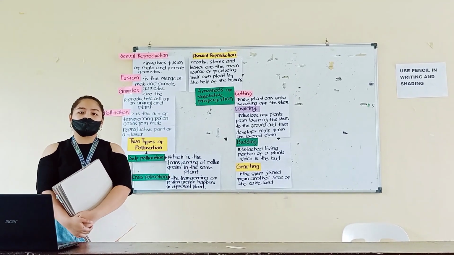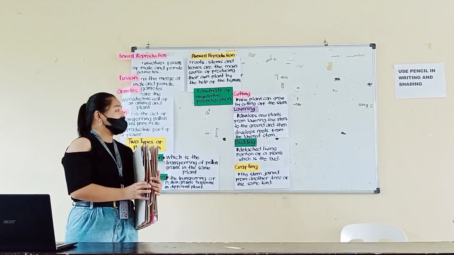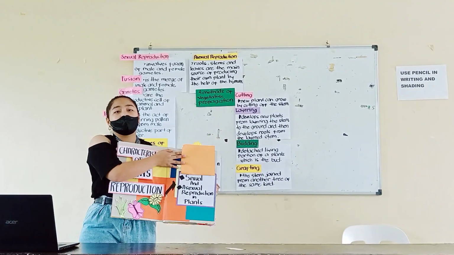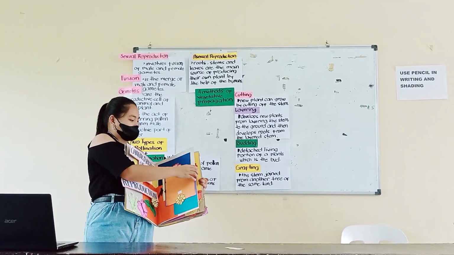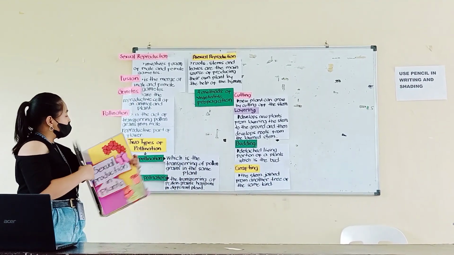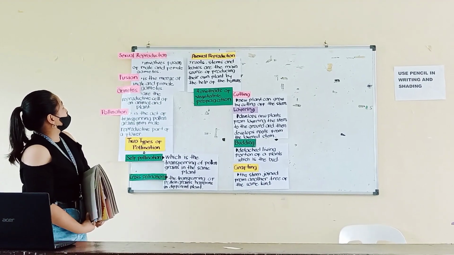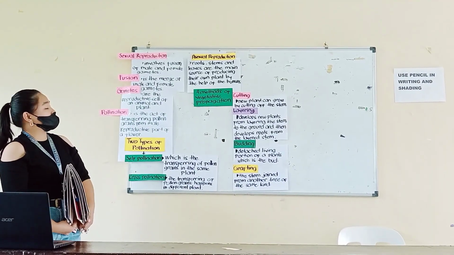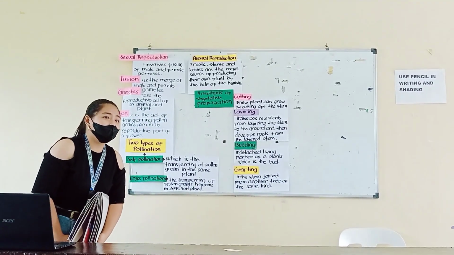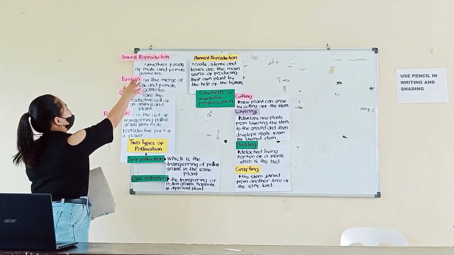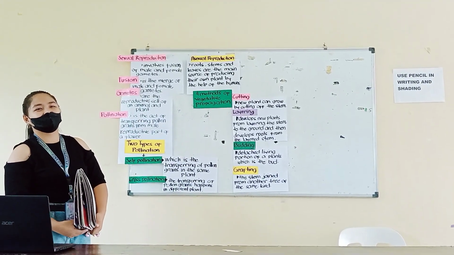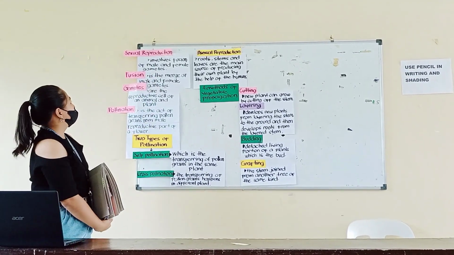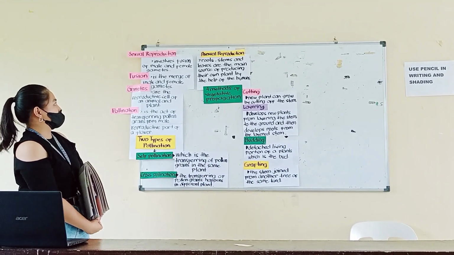Plant reproduction has two modes. So the two modes of reproduction are sexual and asexual reproduction. The first we are going to tackle is the sexual reproduction of plants. So sexual reproduction, will you please read, Jessa? Sexual reproduction involves fusion of male and female gametes.